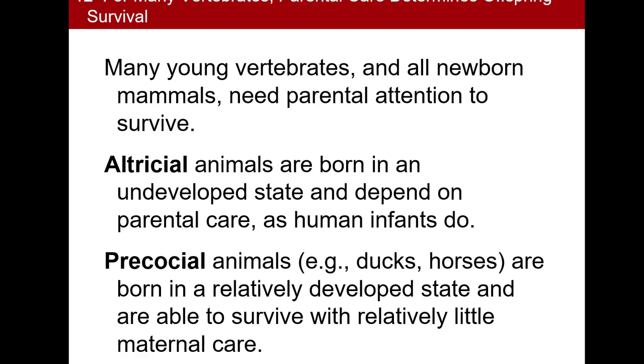When we're talking about parenting as a post-copulatory behavior, how much attention does the individual need from parents? This is where we contrast altricial animals versus precocial animals. Maybe you've heard the word precocious. Someone who's precocious is developing early, ahead of where you would expect based on age. So precocial animals are born in a relatively developed state.